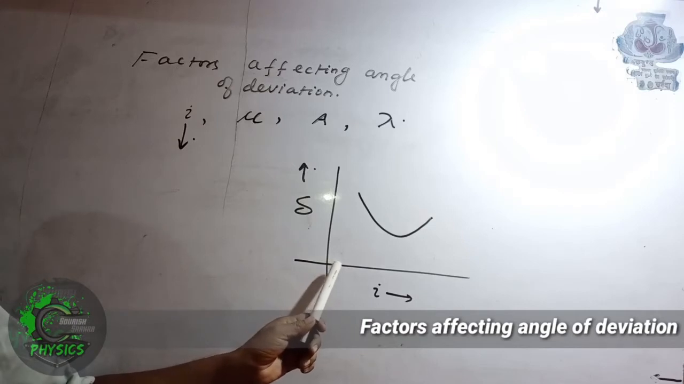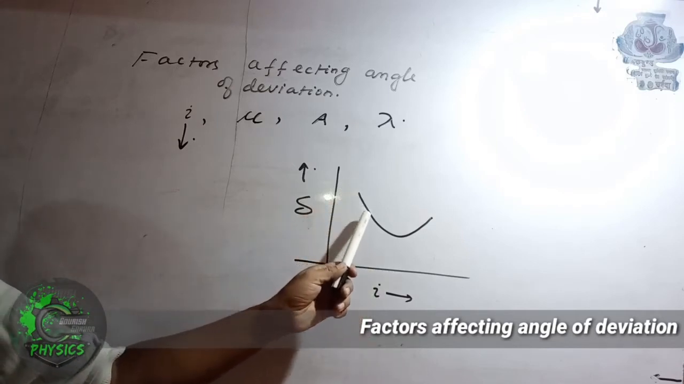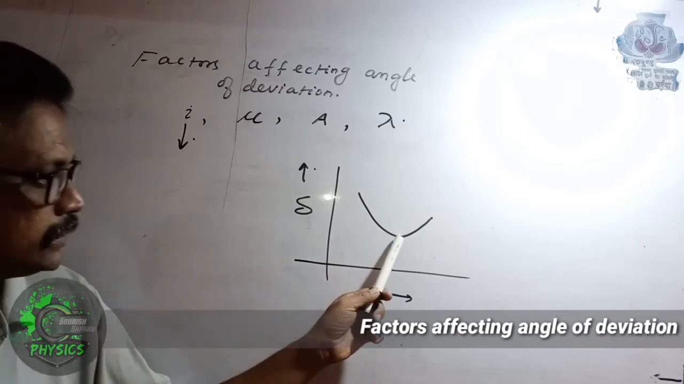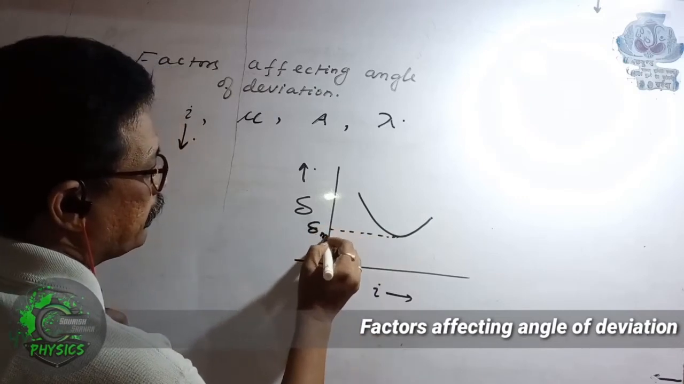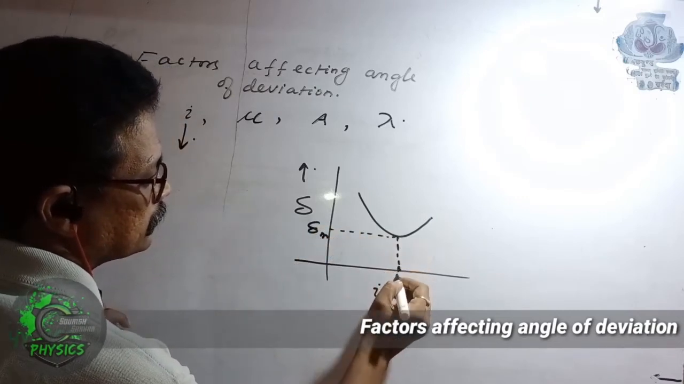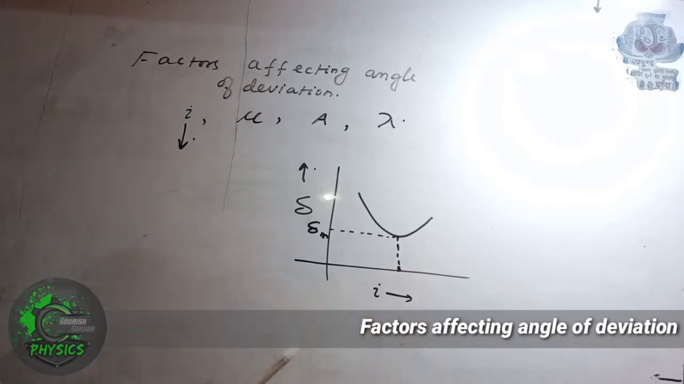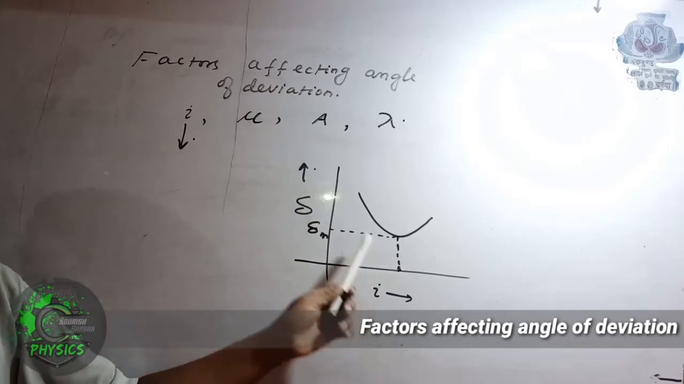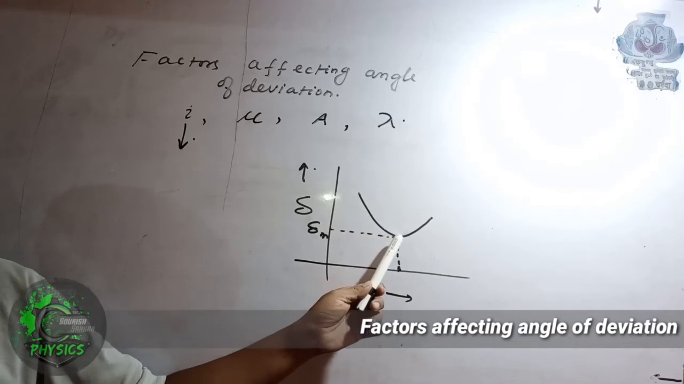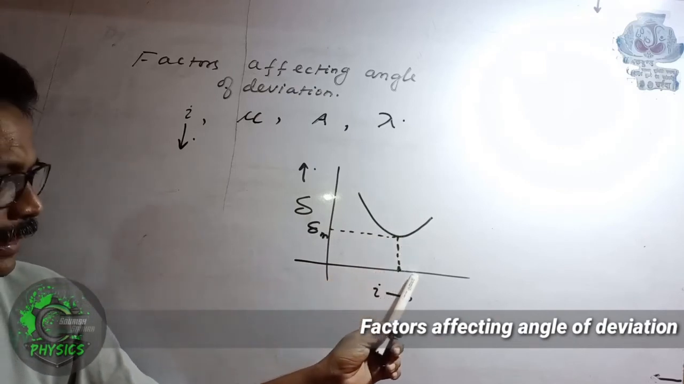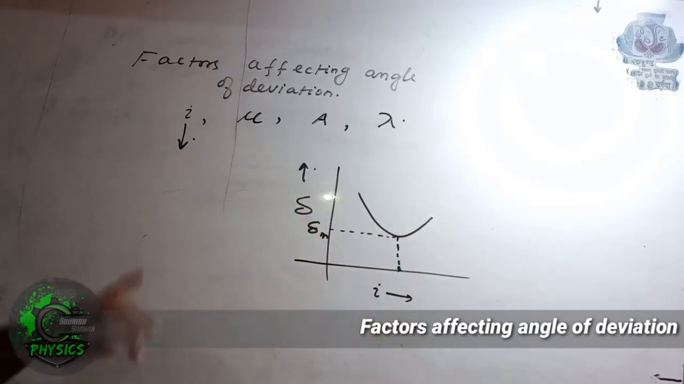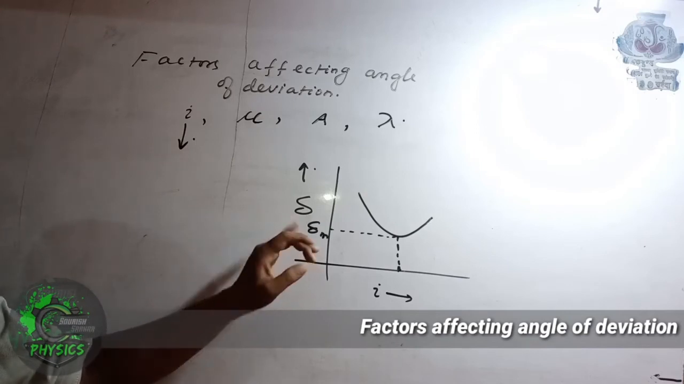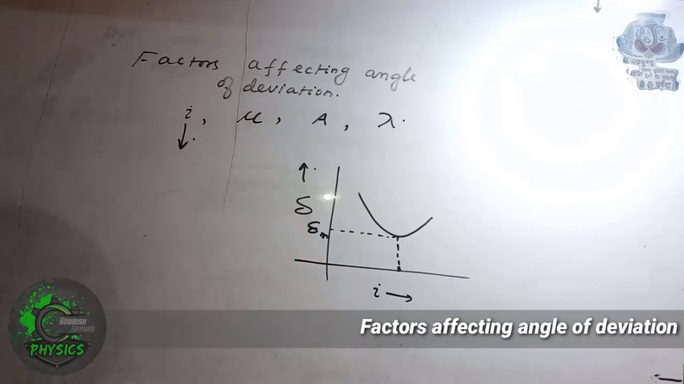It means with the increase in angle of incidence, the angle of deviation first decreases and reaches a minimum value. This is the minimum value of angle of deviation, denoted by delta m, and this is the corresponding value of I for which the angle of deviation is minimum. Then again, with the increase in angle of incidence, the angle of deviation increases. This is how the angle of deviation changes with the angle of incidence.